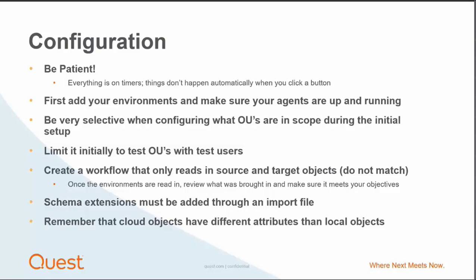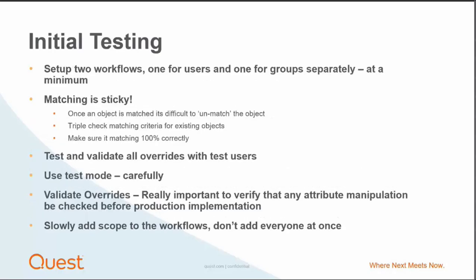And then a minor thing. Remember, if you happen to be doing a tenant to on-prem directory sync, just remember that some of the attributes in the tenant object or the Azure object are a little bit different than the local AD objects.